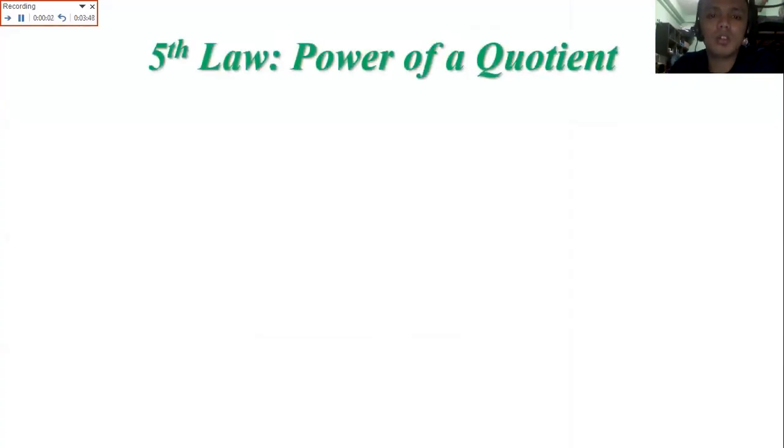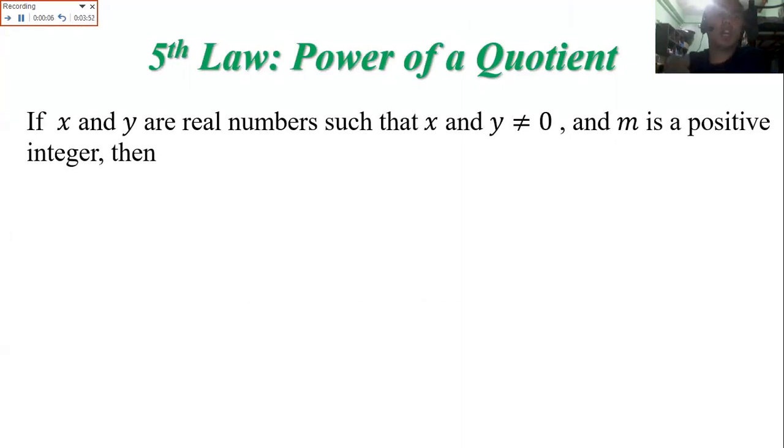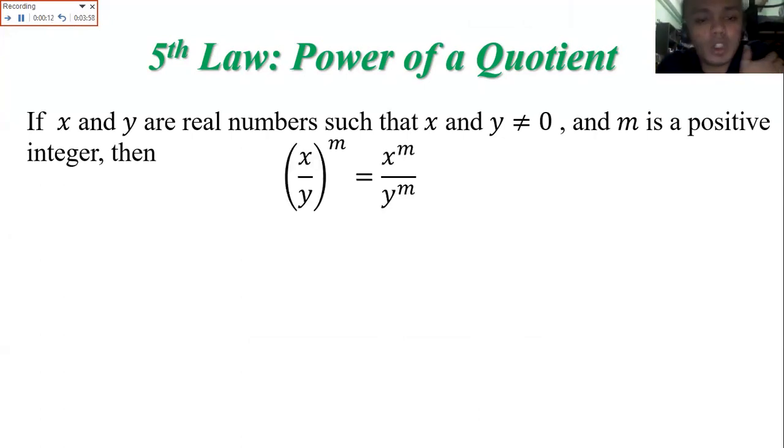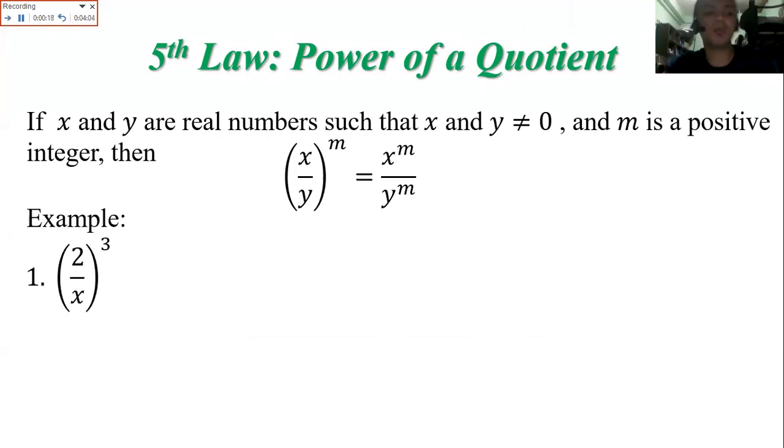Okay, the fifth law, power of a quotient. If x and y are real numbers such that x and y are not equal to 0 and m is a positive integer, then we have x over y raised to m is equal to x raised to m over y raised to m. Example here, we have 2 over x raised to 3. Distribute the exponent 3 to 2 and x. We have 2 cubed over x cubed. Then simplify: 2 cubed is equal to 8 over x cubed.